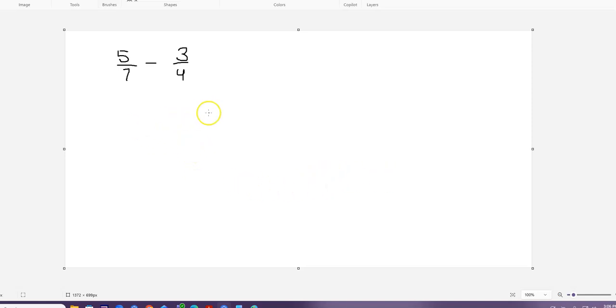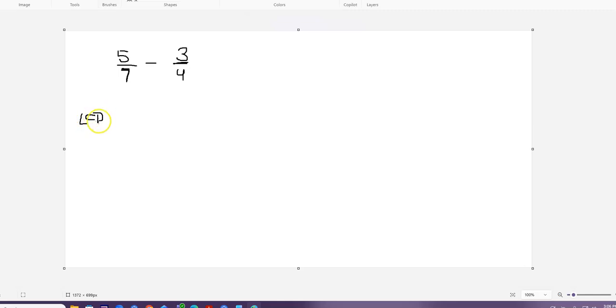Hello, in this video I would like to explain how to add or subtract two fractions with unlike denominators. So you can see that we have 5/7, denominator 7, and 3/4, denominator 4. When two fractions have unlike denominators, we need to find the least common denominator.